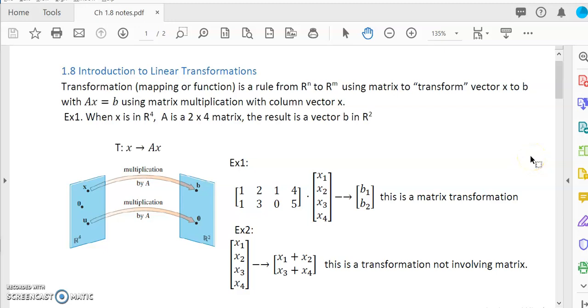Hello, linear algebra student. This video is for chapter 1.8, part 1, Introduction to Linear Transformation. Linear transformation is a very important concept in linear algebra.